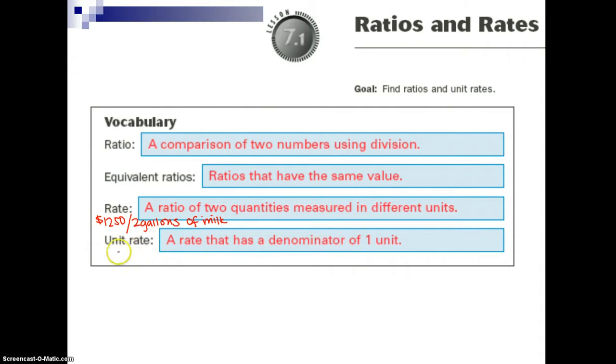We see this a lot when we travel, with our miles per hour or our miles per gallon. When we test our heart rate, it's beats per minute, or rate per minute. We also do that with traveling. Anything over 1, even with the gallon of milk, we could say that the milk was $6.25 per 1 gallon. As long as it's over 1, it's a unit rate.